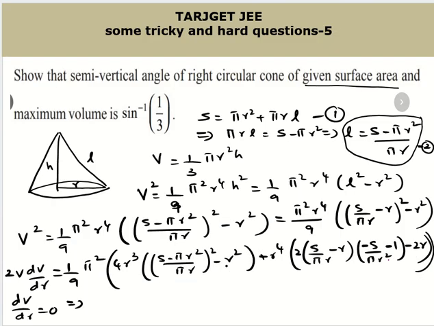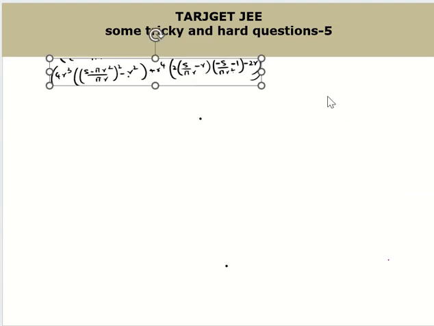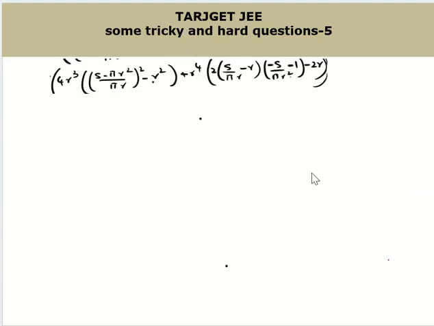Let us see what happens. The derivative is here. This is the derivative. This is the derivative. So we are going to equate the derivative to 0. When I equate it to 0, I think I can pull out an r cube common because I have a 4r cube and r power 4.